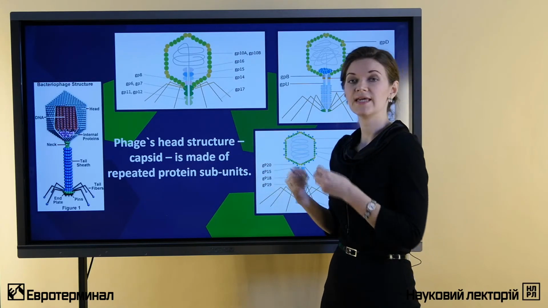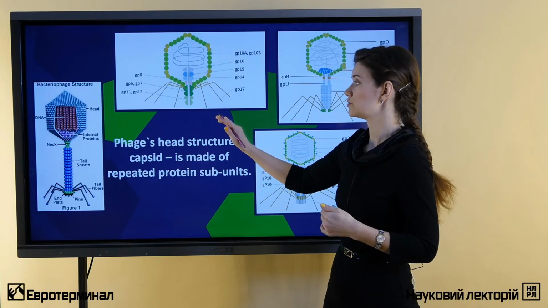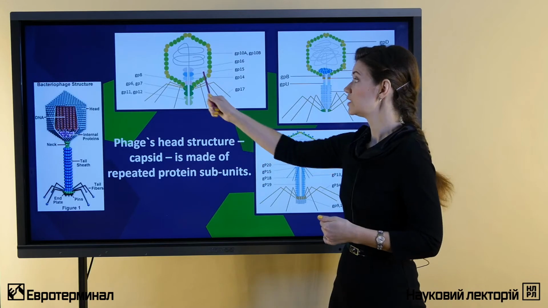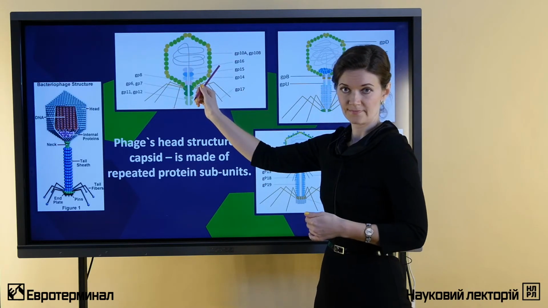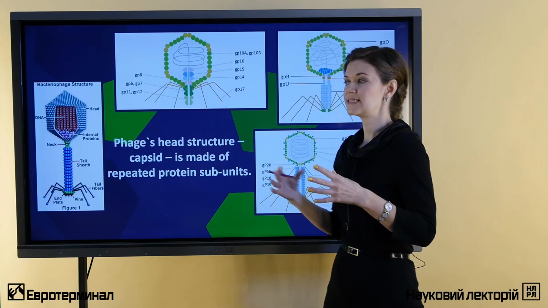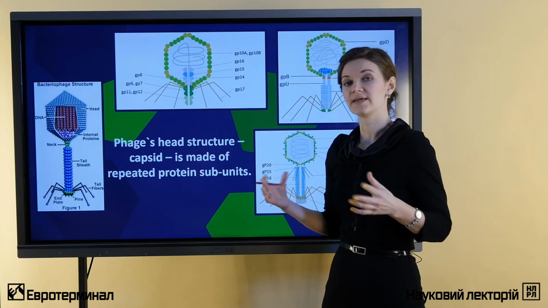Also, we can add the gene that codes our protein of interest to the genome of the phage, and it will express the new protein on its surface. So we can also get a sort of system with new proteins that can be used, for example, in the creation of biosensors.